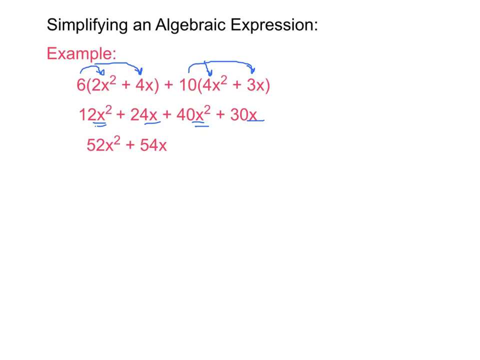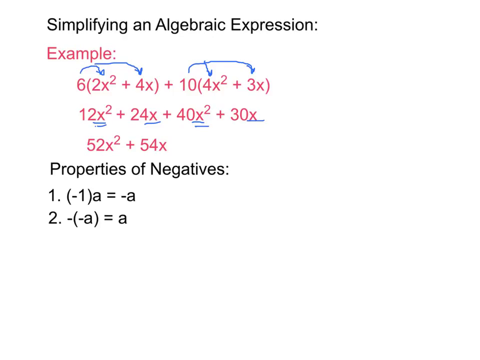Now there's one area that does give some students problems, and that is whenever negative signs appear. So we should spend some time discussing the properties of negatives. Now there are 6 properties of negatives that we should become familiar with. The first of these is that minus 1 times a is simply equal to minus a. The second of these is that minus the quantity minus a is simply equal to a. Or another way of looking at it is minus a minus a is simply a. Minus times a minus is a positive.